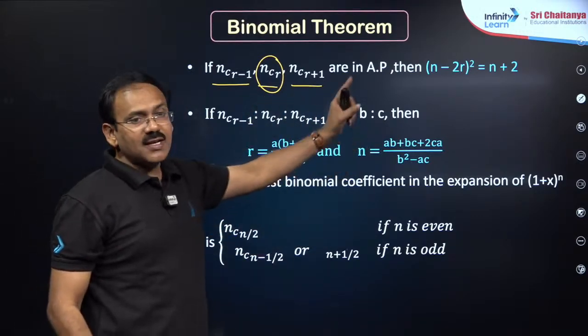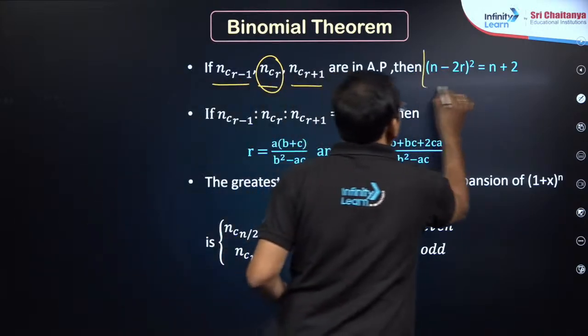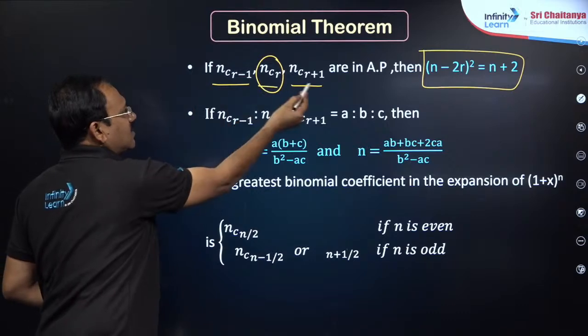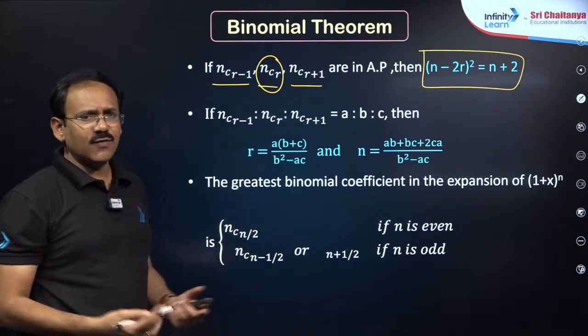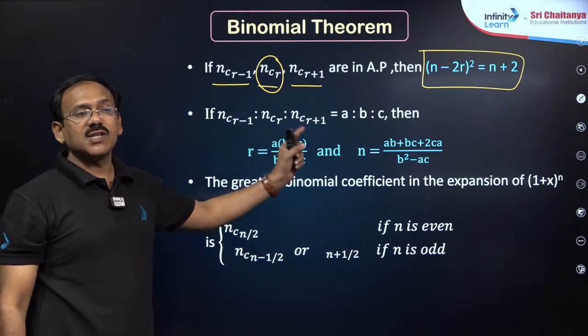This is (n-2r)^2 = n+2. You must try to remember this shortcut, my dear friends. Otherwise, what you have to do is this minus this is equal to second, third minus second. If you do, you can get, to save time, (n-2r)^2 = n+2.